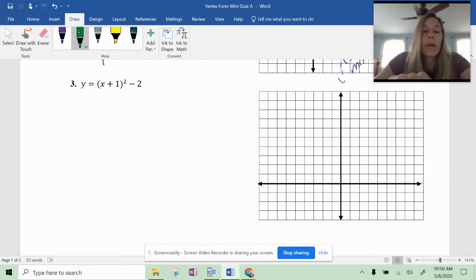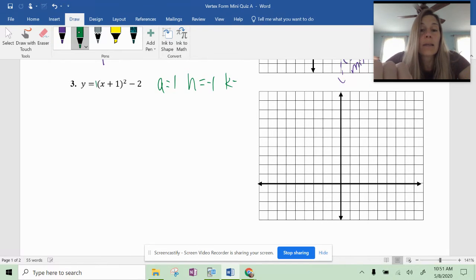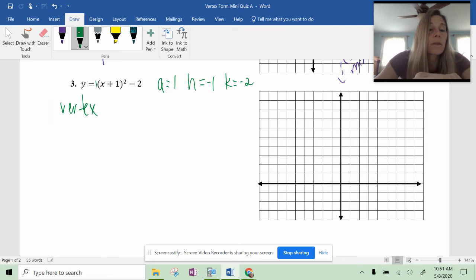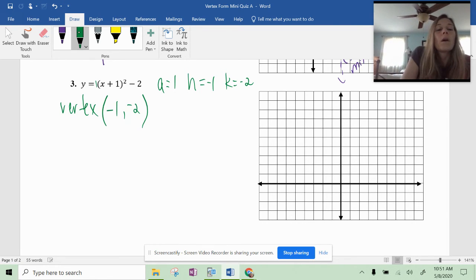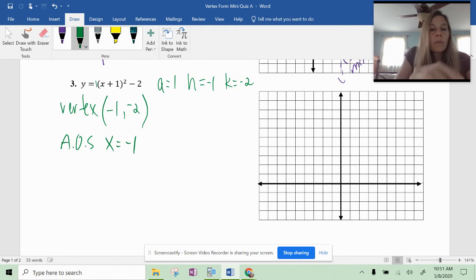So for number 3, A equals 1. Since we don't see a number in front, it has to be a 1. H is negative 1, and K is negative 2. So our vertex is going to be (-1, -2). Our axis of symmetry is the equation x equals negative 1.